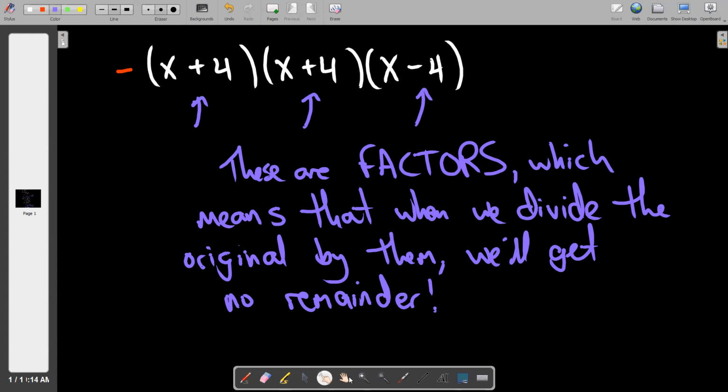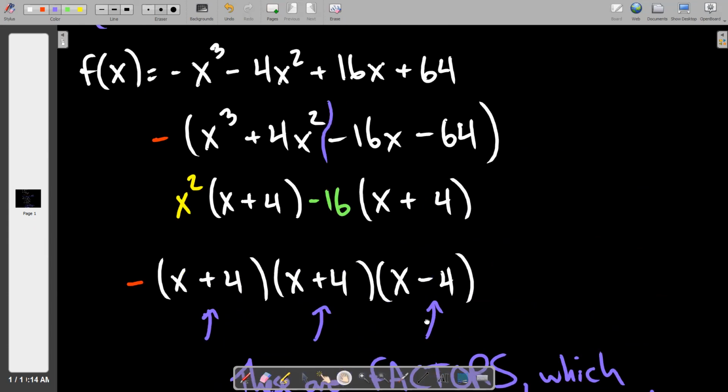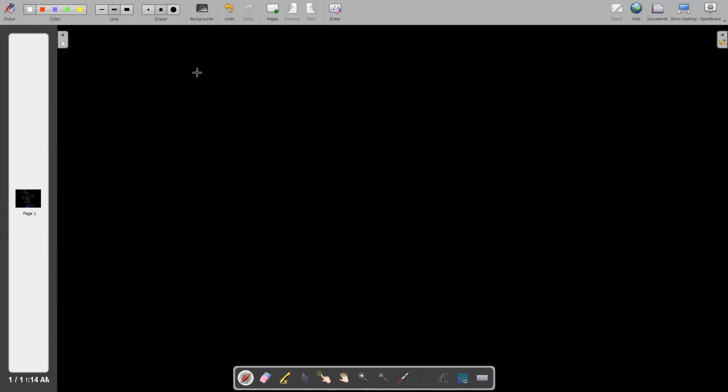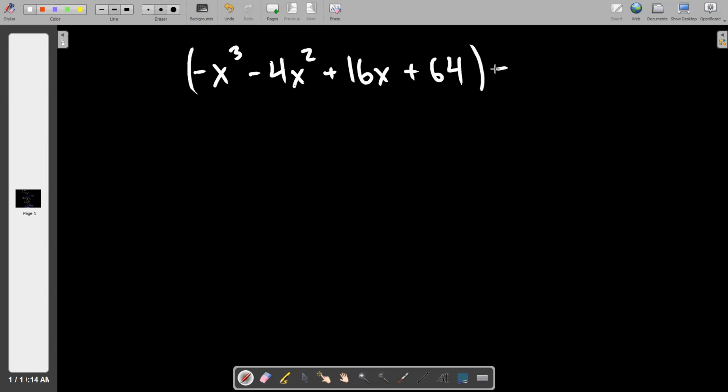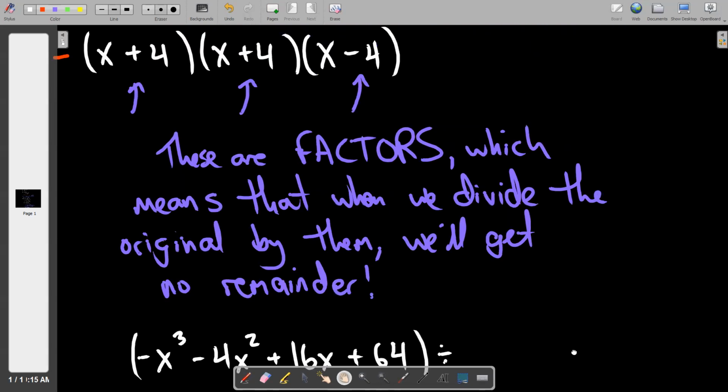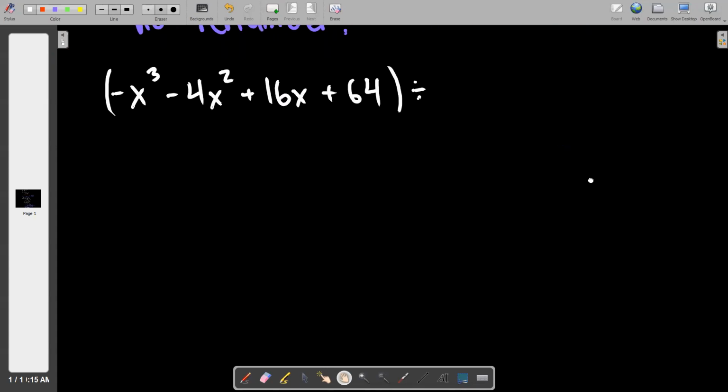So we're going to go back to the original. I'm going to copy down the problem again, which was negative x cubed minus 4x squared plus 16x plus 64. Good. And we are going to divide it by any one of the three factors that I just had up on the TV. And they are up there at the top of the screen, right? So let's pick one. Who do you want to divide by? X plus 4, x plus 4, or x minus 4? Then let's divide by x minus 4.